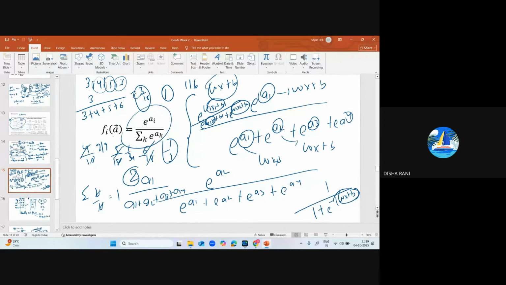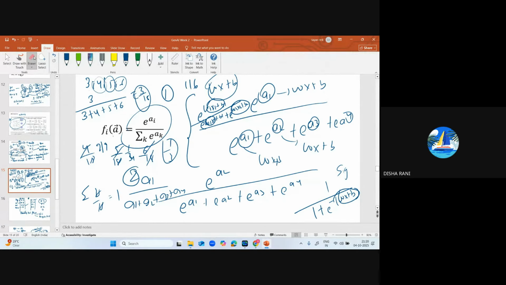Okay, sir. Why have you written 1 by 1 plus e power minus wx plus b? This is sigmoid. I was explaining something about sigmoid here. This is not softmax. This is sigmoid. I'll delete it if you want. Okay, sir. Yeah, I was discussing something about sigmoid here, so I just wrote the formula for that. Okay, this is sigmoid. Softmax is this. This is the softmax. This one.